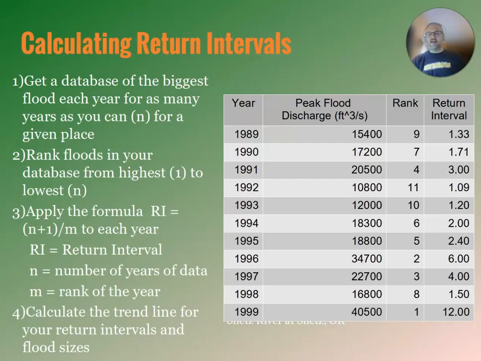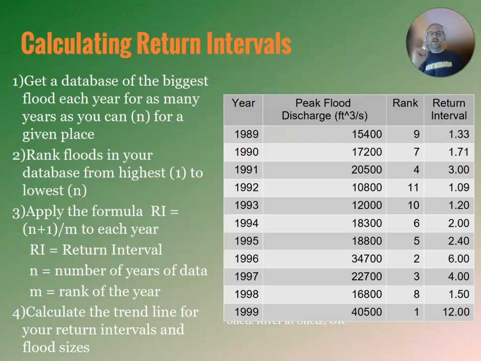And so what you can see there is 1999, our year with the biggest flood. We have 11 years of data plus 1 is 12. Divide that by the rank of 1. 12 divided by 1 is 12. So that becomes a 12-year flood, a return interval of 12 years based on our 11 years of data. Then we get our second biggest year. Okay, so we're taking that 12 divided by 2 gives us 6. So that becomes a 6-year flood, a flood with a return interval of 6 years, and so on down those numbers.